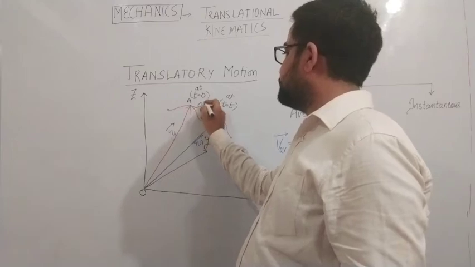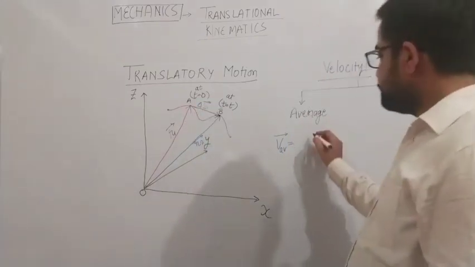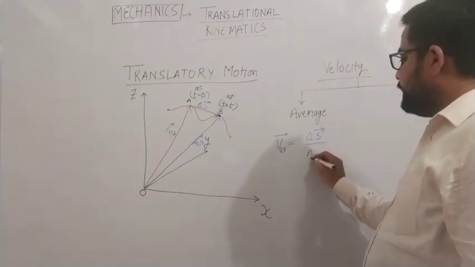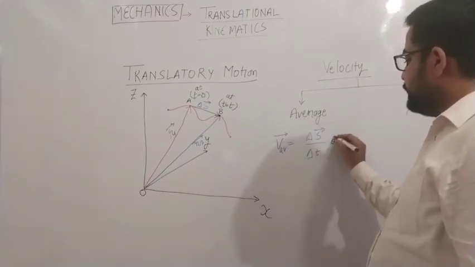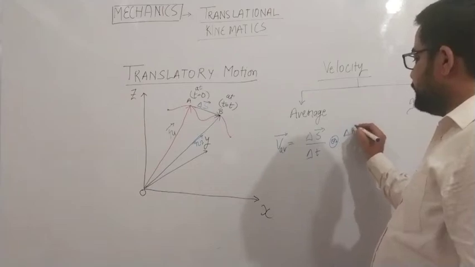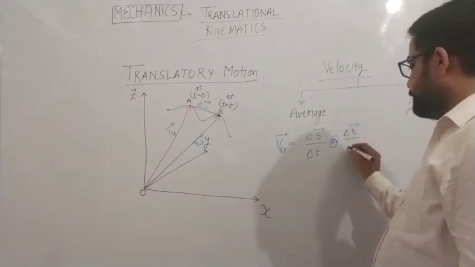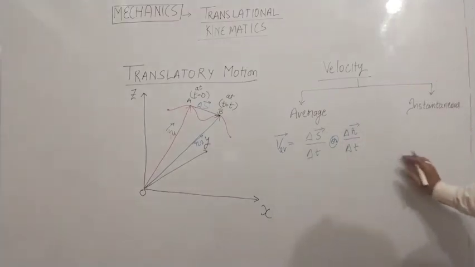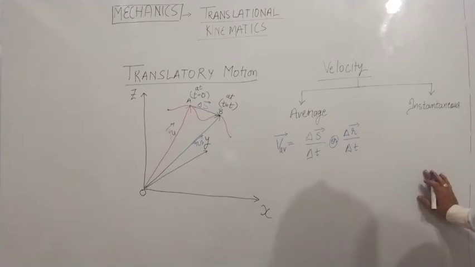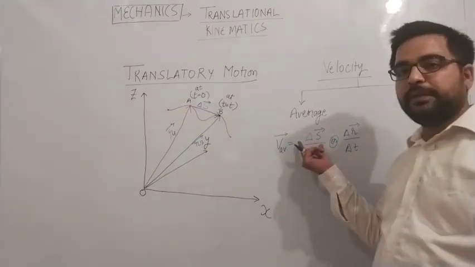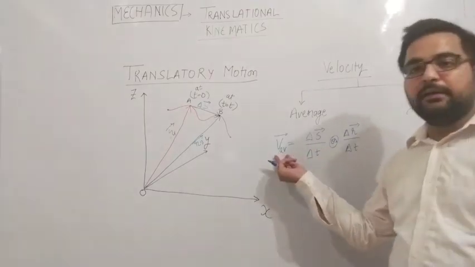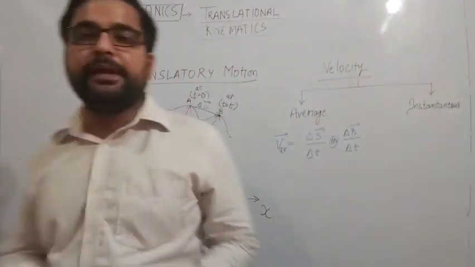You can write it as delta S if you are writing it. So I can write it as delta S upon delta T, or delta R upon delta T, right? So what is average velocity? Average velocity is the total displacement upon time interval. So in this way you will get average velocity between any given time interval.